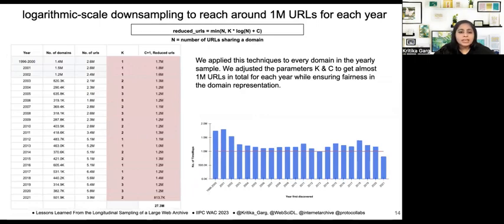We adjusted the parameters K and C to get almost 1 million URLs in total for each year. So C ends up being a constant value of 1 in our case, while the K varied for each yearly sample. In the end, we readjusted our goal to a sample of 27.3 million URLs while ensuring fairness in the domain representation.